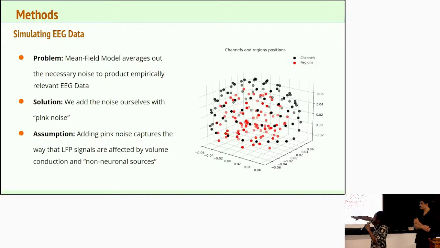The problem is that the mean field model averages out the kind of necessary data to produce empirically relevant data. And so what we did is add noise ourselves, with pink noise.